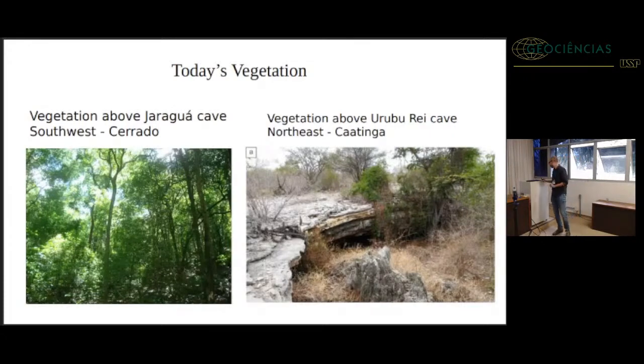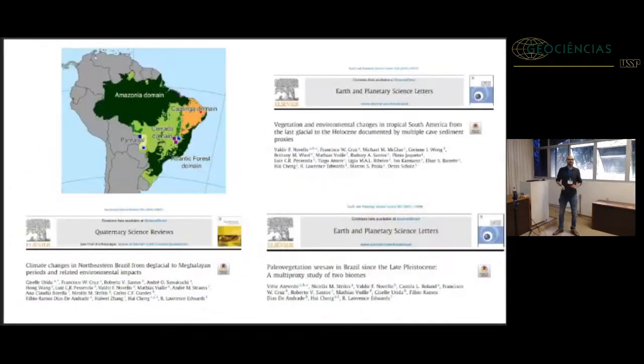I'm finishing now, so this is my last slide. All these three sites I was presenting come from these two papers. It started from Jaraguá Cave. The Lapa Sem Fim Cave work was written by Victor Azevedo, supervised by Nicolas Strikis, and the Northeast Brazil work was led by Gisele Utida.